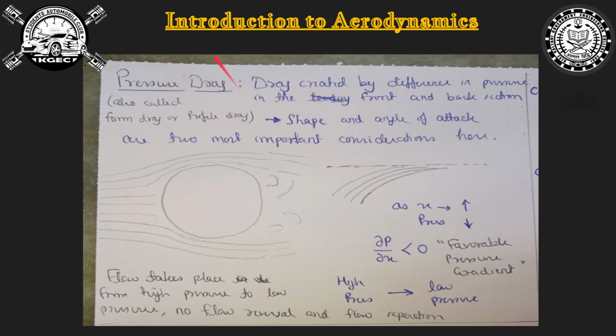Let's look at the second type of drag. This is called pressure drag. It is also called form drag or profile drag. This is because the form, the profile, or the shape of the object creates a region of high pressure here and a low pressure region at the back side.